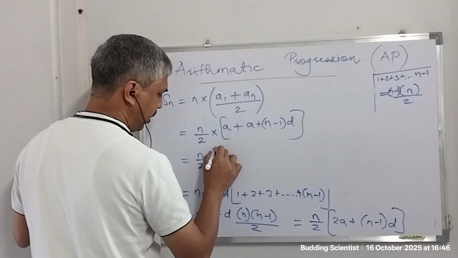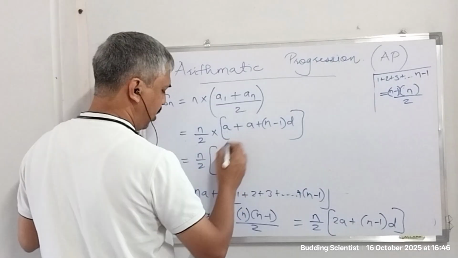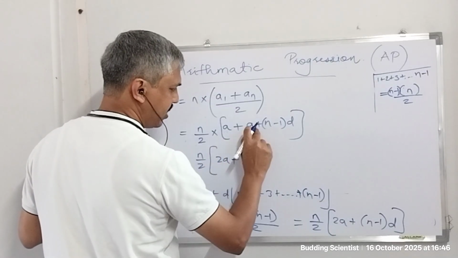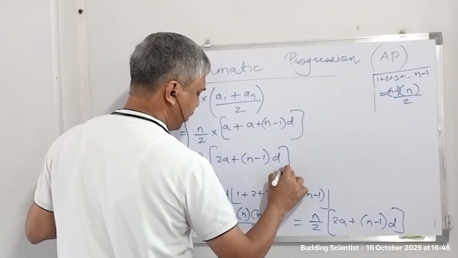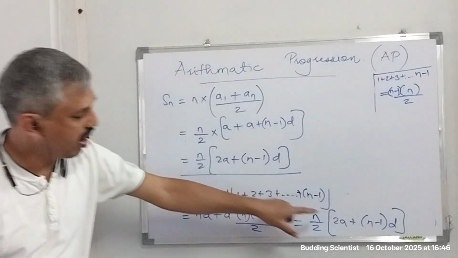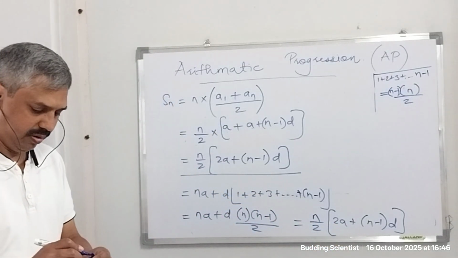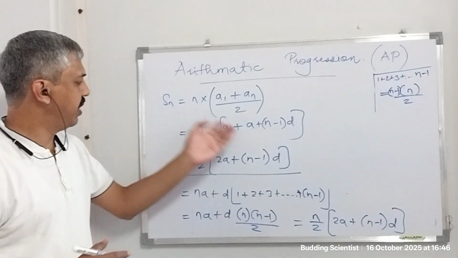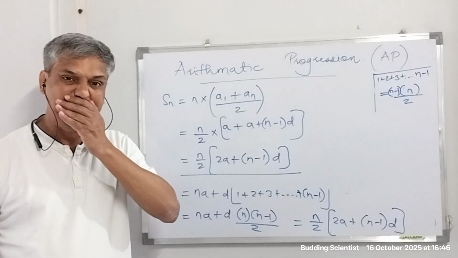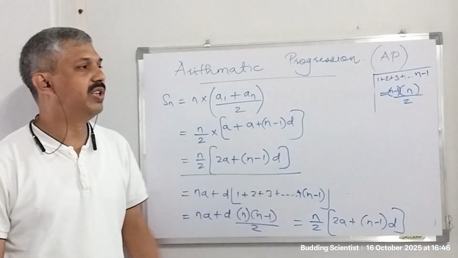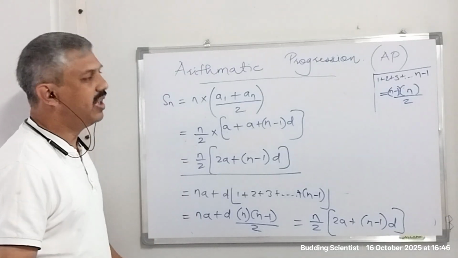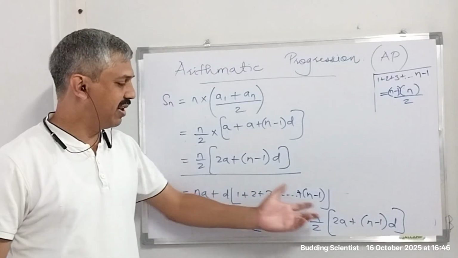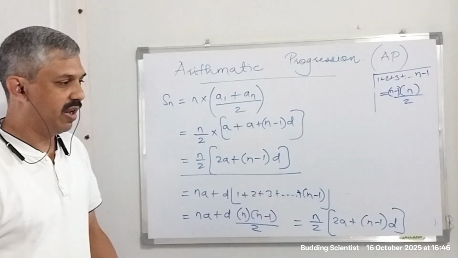n by 2 into bracket 2a plus n minus 1 into d. The formula, whichever way you want. Should this formula ever come up to be derived? Normally it will not come. In a very rare situation, if it ever comes, you can use this and derive the formula.